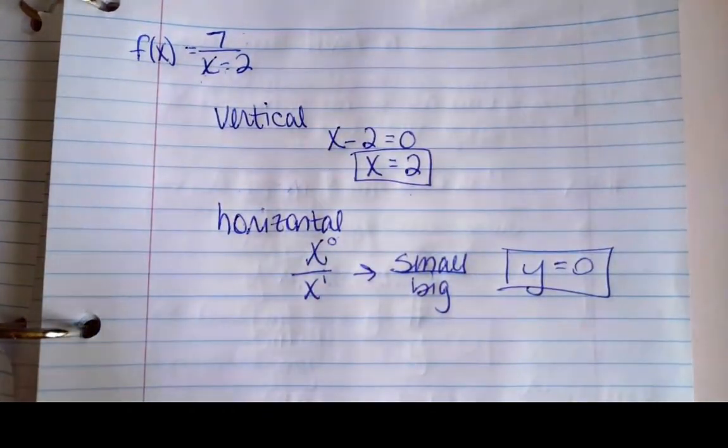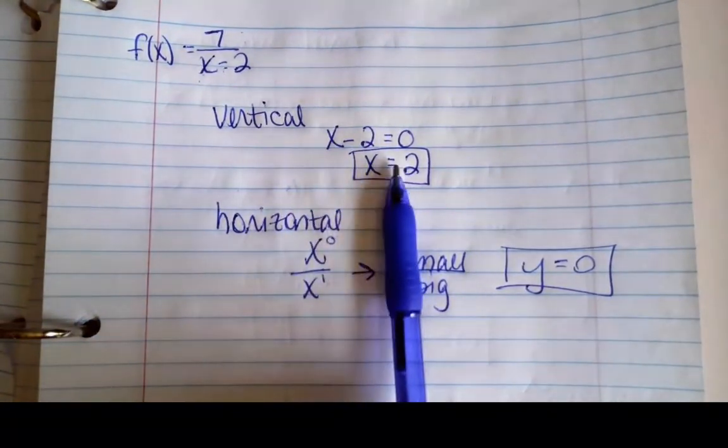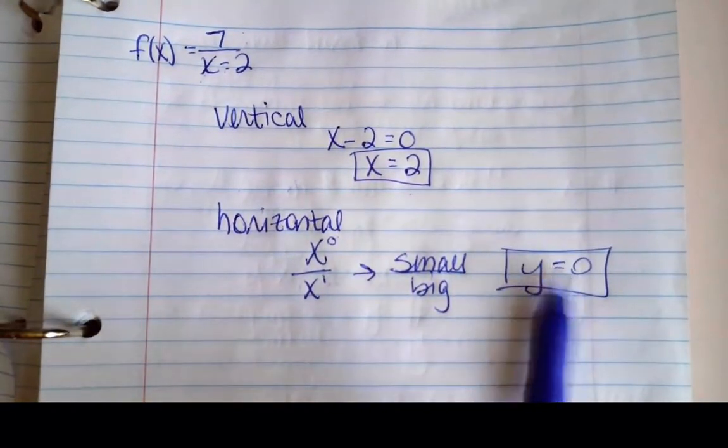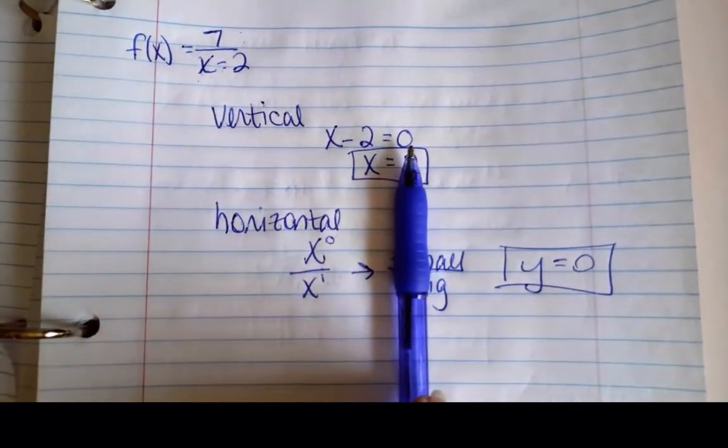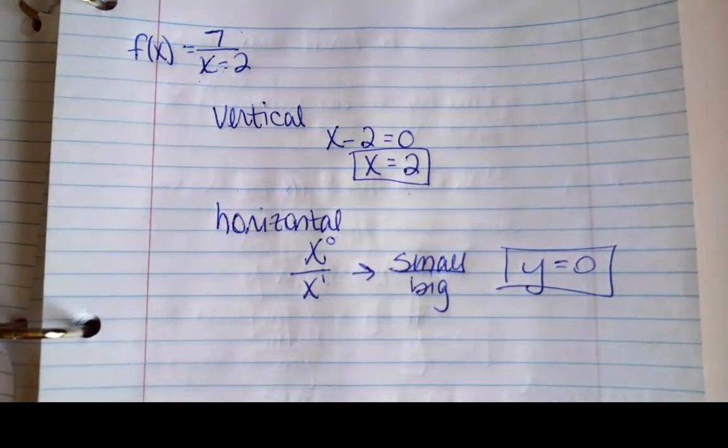So make sure while you are noting these, your answer is not 2. Your answer is not 0. Your answer is x equals 2, and your answer is y equals 0. So it's very important to include those as equations because they are equations of lines.